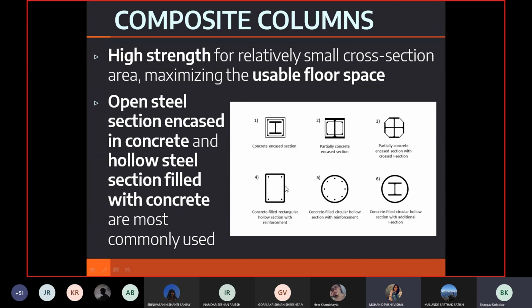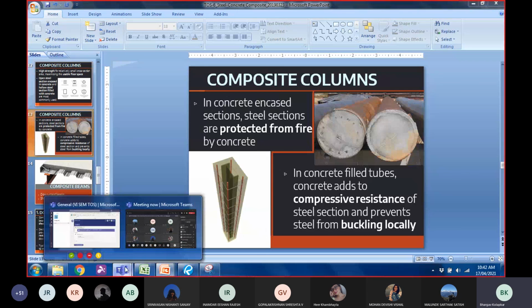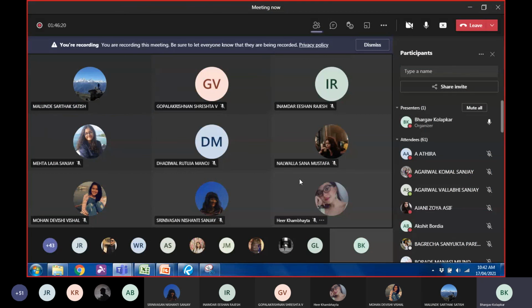This is a hollow rectangular tube. This is a hollow circular tube. So this is what the section is. Okay. Thank you.